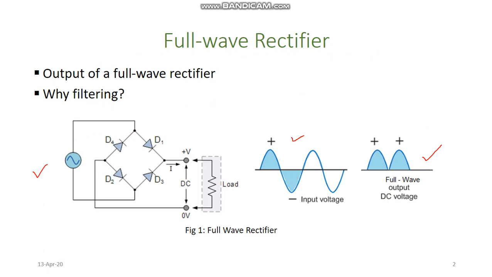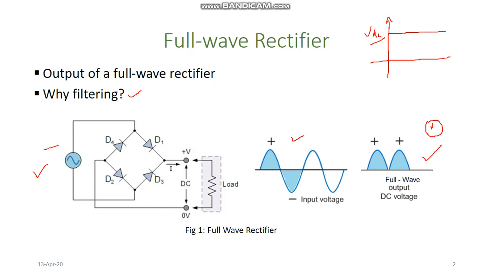output is obtained. But if you see, this is not pure DC, this is pulsating DC. To operate the DC loads, we need a nearly constant DC voltage, but this kind of waveform is not acceptable for our circuits or for operating our loads. So that's why we need filtering.